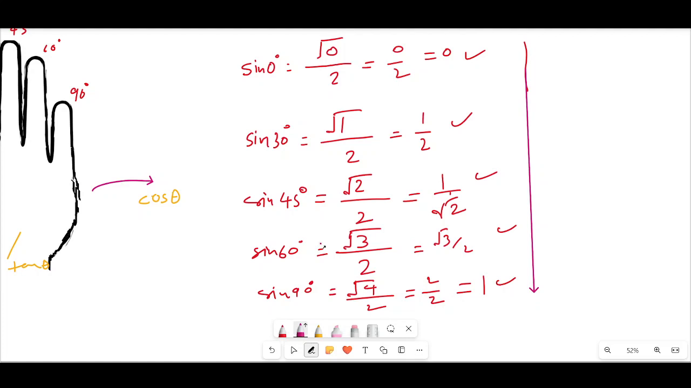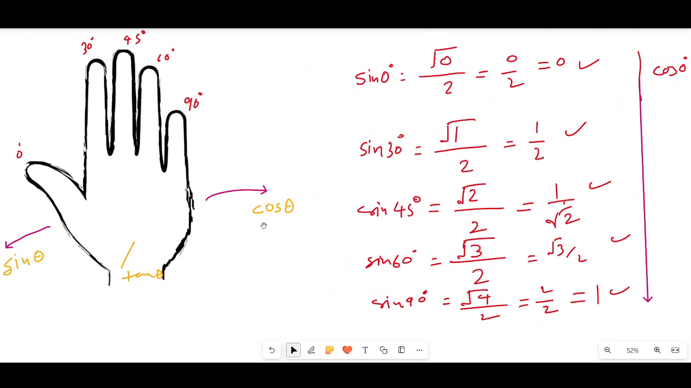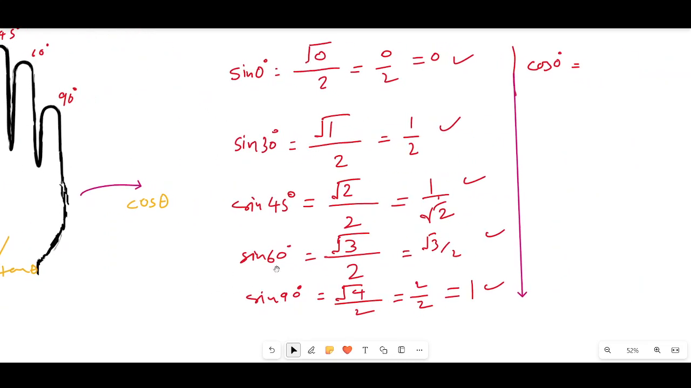cos. On the cos side, what will we write? Suppose we want to find out the value of cos 0. Clear? Now look at the figure. What we have here is cos, and we want to find out cos 0. Then there are 4 fingers remaining. Now if there are 4 fingers remaining, then we find 4 by 2. This will be 2 by 2, that will be 1.